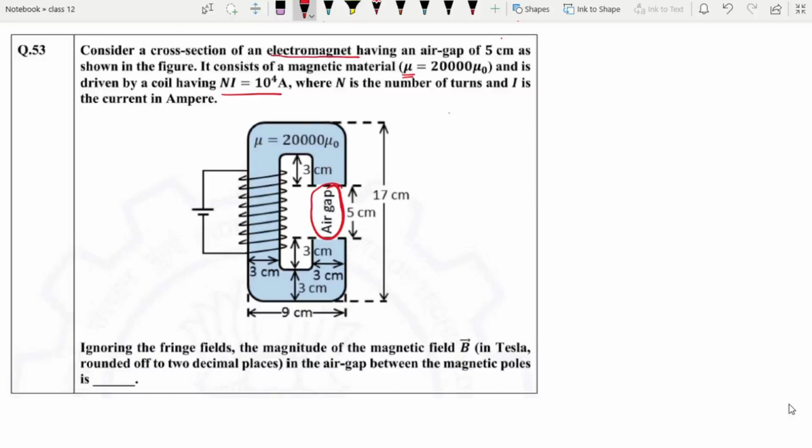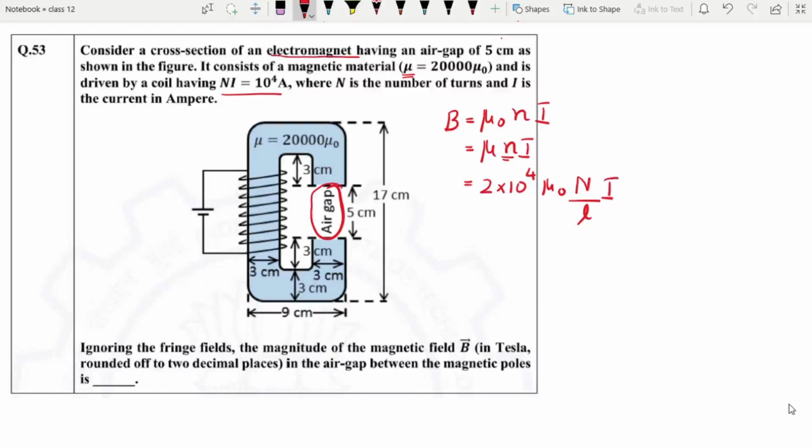That is given by B is equal to mu naught N into I. Here the electromagnet has been filled with a material having the value of mu, so it will be mu N I. So the mu value is 2 into 10 raised to 4 mu naught, and N is the number of turns per unit length. So N divided by L into I.